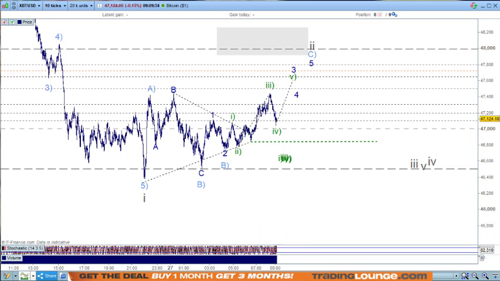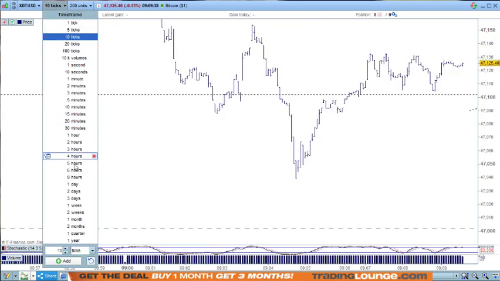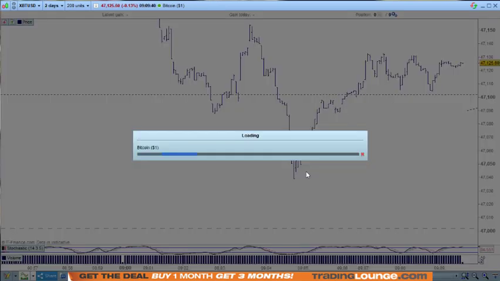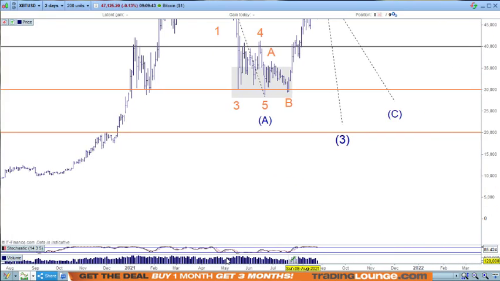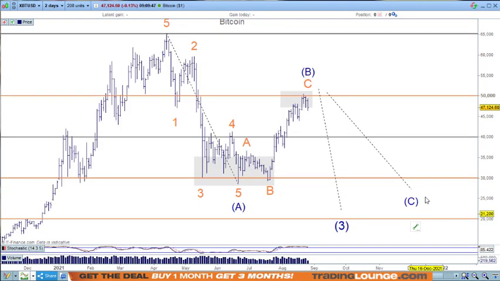Alrighty, that's it. Let's just recap this for a moment. So in a bit of a nutshell, we need that low there taken out. That's the 46 area there. I mean, if that's taken out.